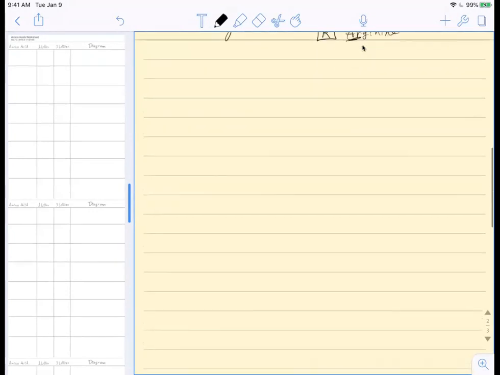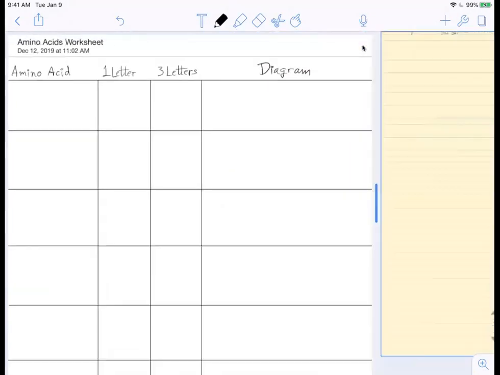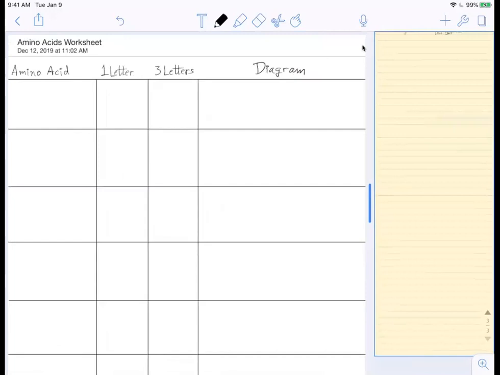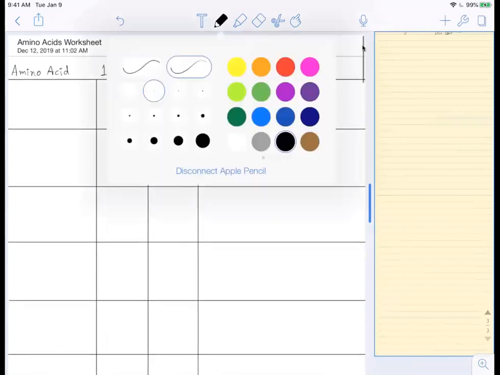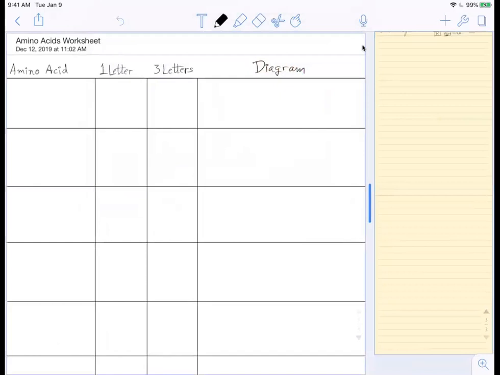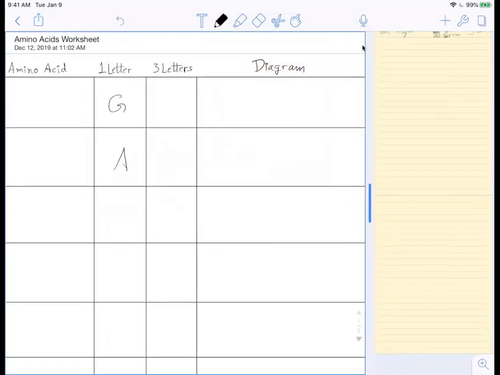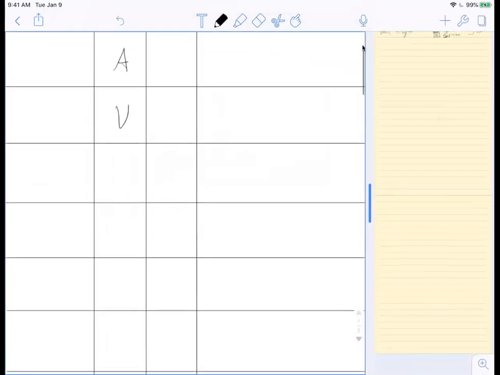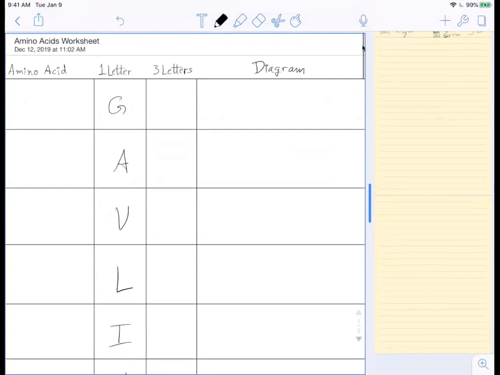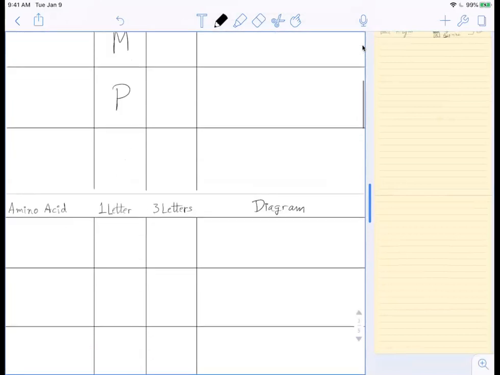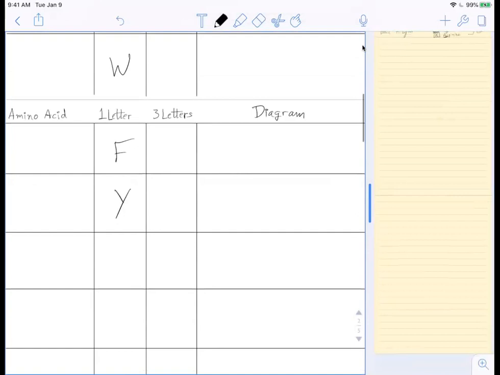Let's give it a shot, right? Let's practice. So amino acids, 1 letter. Gavilimp, okay, so I'm just gonna go with Gavilimp. Just gonna go over here and say there's gonna be a G, there's gonna be an A, there's gonna be a V. I'm gonna skip the E. So I know I got my letters right. And what else is there? Well, there's Wi-Fi, right? So W, because aromatic, F-Y, Wi-Fi. Okay, I got that.